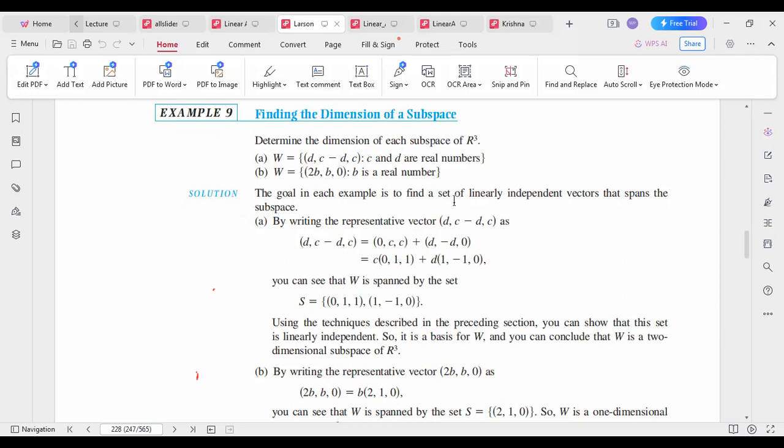The goal in each example is to find a set of linearly independent vectors that spans the subspace. Now, by writing the representation as linear combinations, (d, c minus d, c) can be written as (0, c, c) plus (d, minus d, 0). That means c times (0, 1, 1) plus d times (1, minus 1, 0). So you can see that W is spanned by these two vectors. Using the technique described in the preceding section, we can show that this set is linearly independent because these can be written as a linear combination of two vectors with scalars c and d. So it is a basis for W, and we can conclude that W is a two-dimensional subspace.